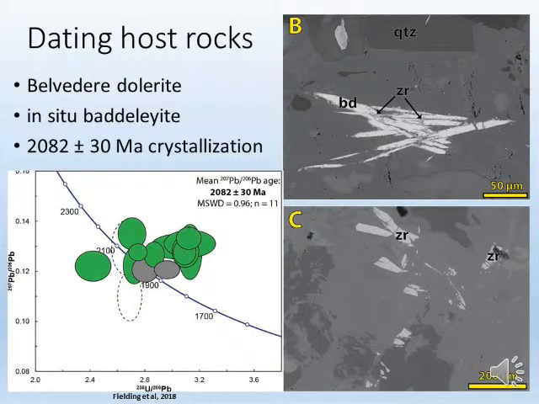And so we dated the host rock, so the Belvedere dolerite, with in situ baddeleyites again, and these gave us an age of 82, which is again significantly younger than the Paulsens mineralisation.